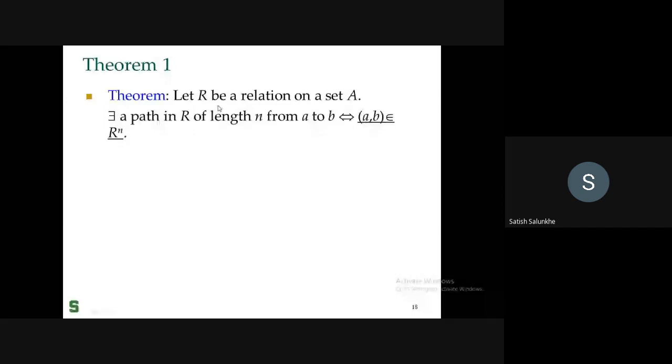Let R be a relation on set A. There exists a path in R of length n from A to B if and only if A comma B belongs to R raised to n. Now what is R raised to n? We have already seen the composition of it.